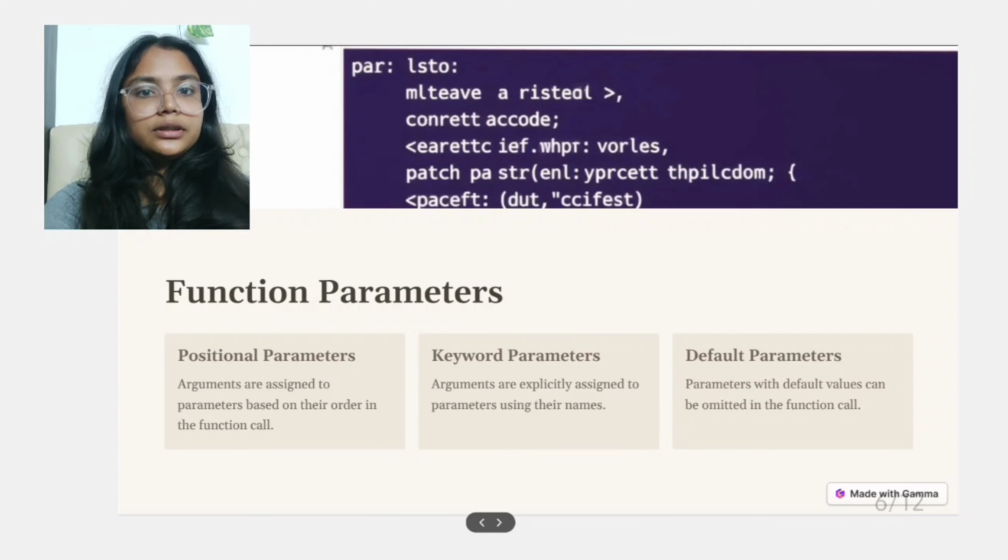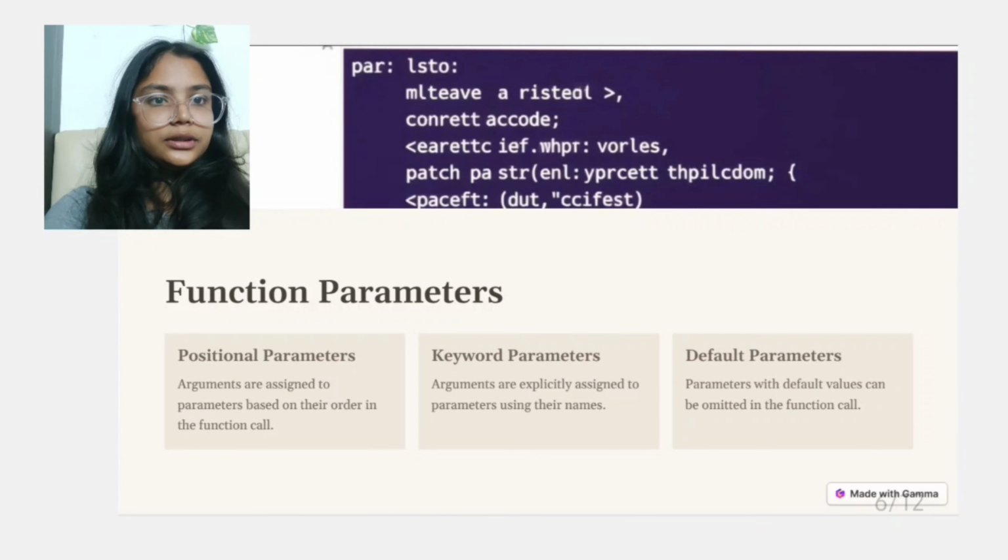Function parameters. Positional parameters. Arguments are assigned to parameters based on their order in the function call. Keyword parameters. Arguments are explicitly assigned to parameters using their names.